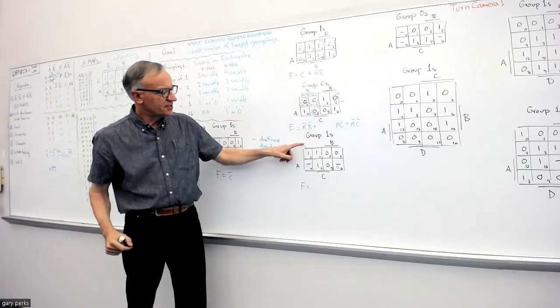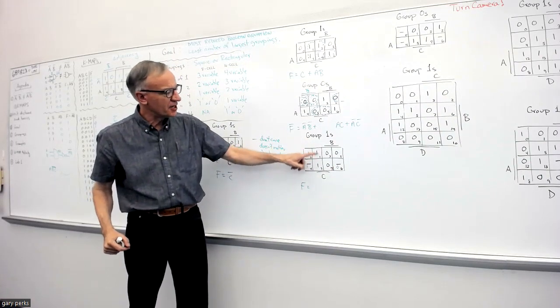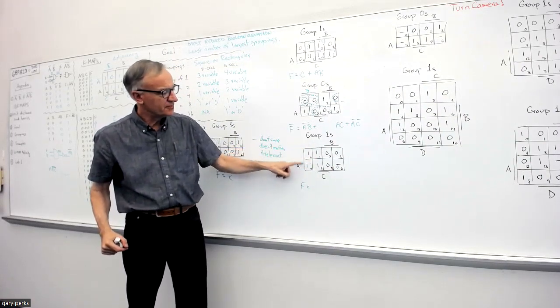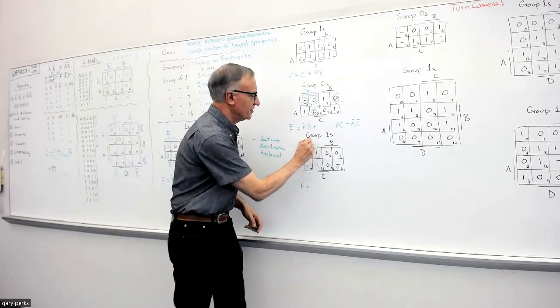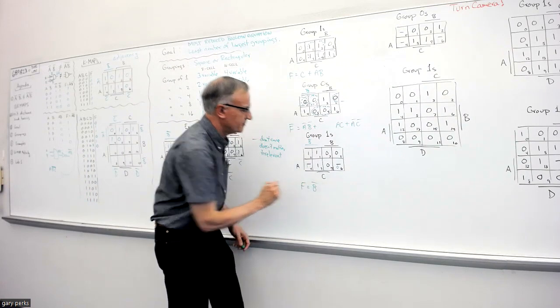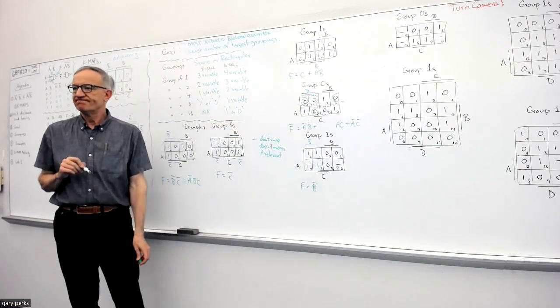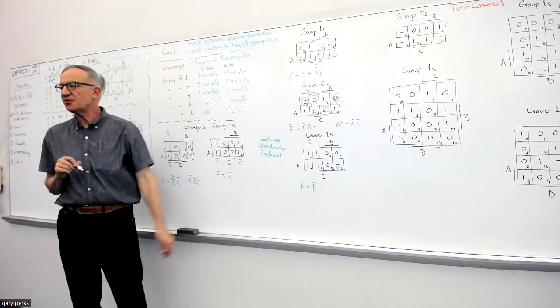And then what is this 4 grouping going to give us for a term? Not B. If all those 4s are in the not B column. Okay, so everybody see how we did that?